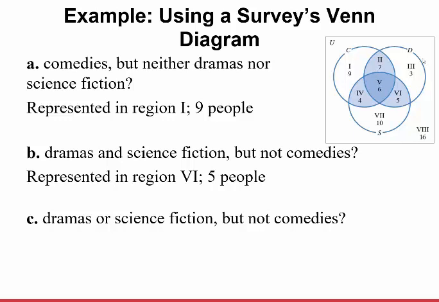Dramas, or science fiction. So it's all the people in dramas or all the people in science fiction, but not comedy. So it can't include the overlap with comedies. So that would be here, here, and here. Okay, so that would be regions 3, 6, and 7, which would be 3, 5, and 10.